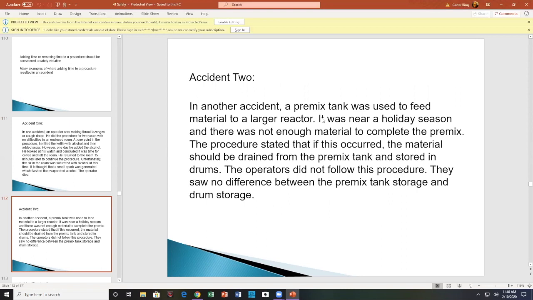Premix tank was fed to the reactor. It was near holiday season, and they wouldn't have material to complete the premix. The procedure stated that if this occurred, the material should be drained off from the premix tank and stored in drums. That's the procedure. Operators did not follow this procedure. They saw no difference between the premix tank storage and the drum storage. Well, it seems logical.